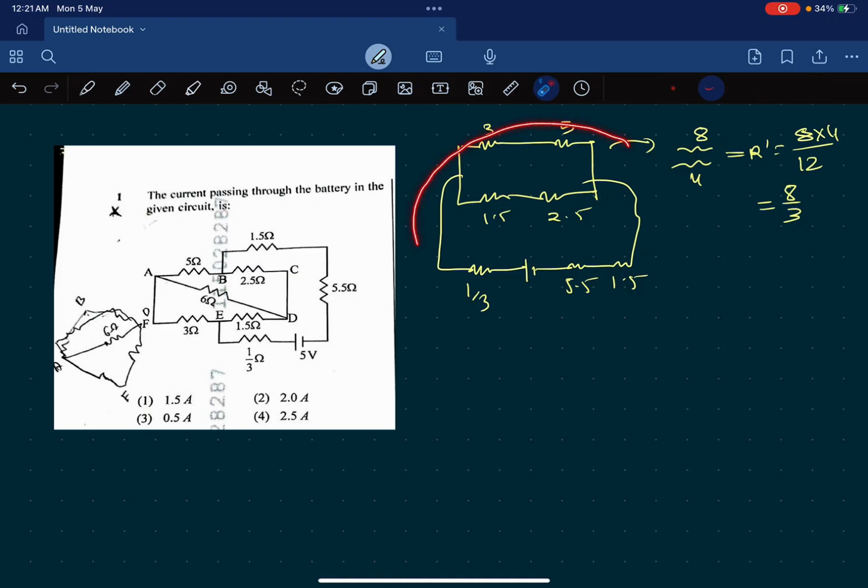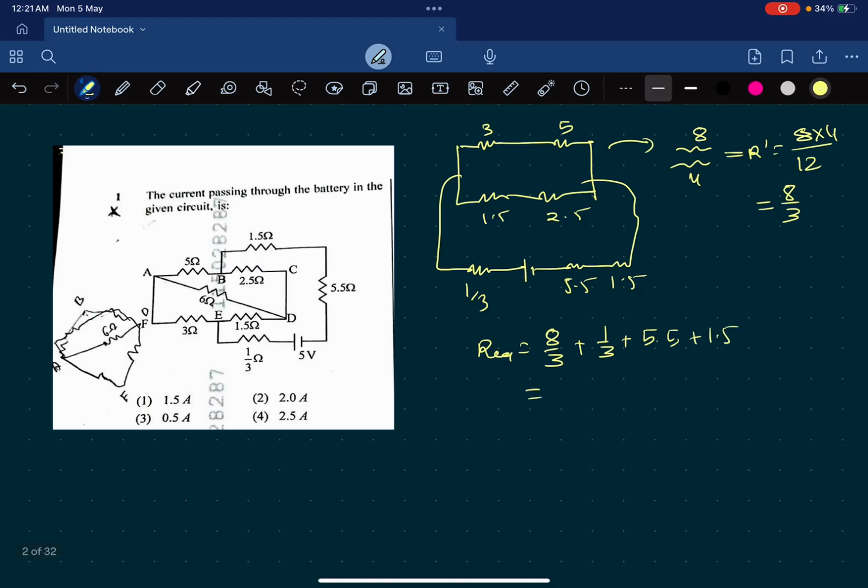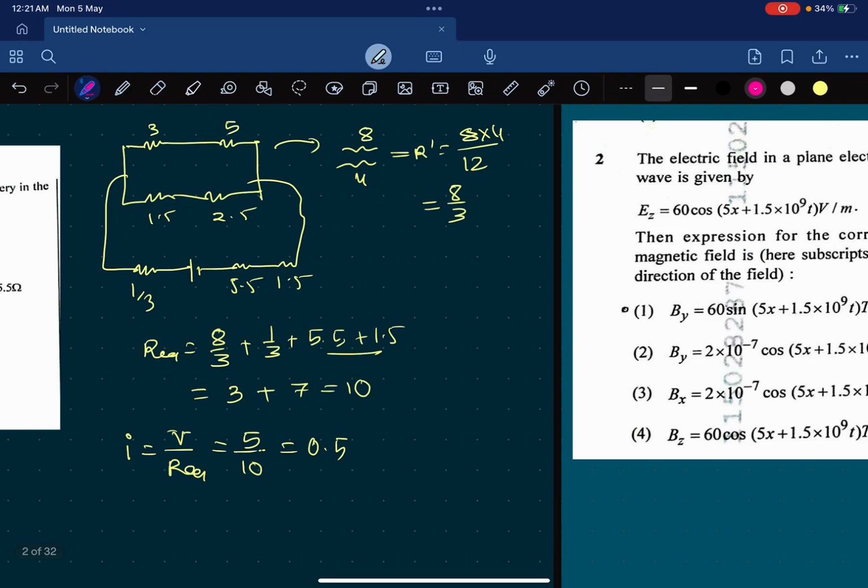Therefore equivalent resistance of whole circuit will be equal to 8 by 3 plus 1 by 3 plus 5.5 plus 1.5, and the total will be equal to, this is 3 and this much will be 7, 10. Since we have to calculate the current, so current will be equal to voltage divided by equivalent resistance. So this will be 5 divided by 10, which is equal to 0.5. So option 3 is the answer.